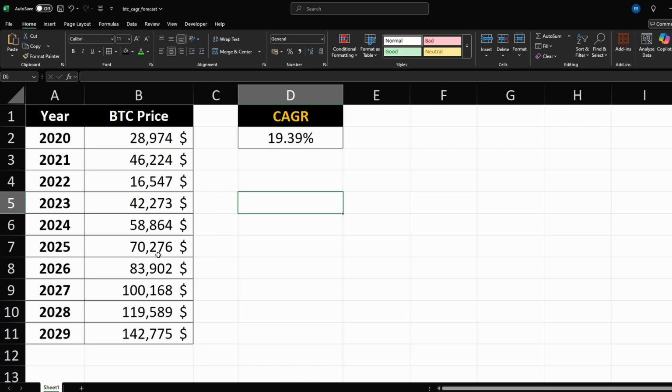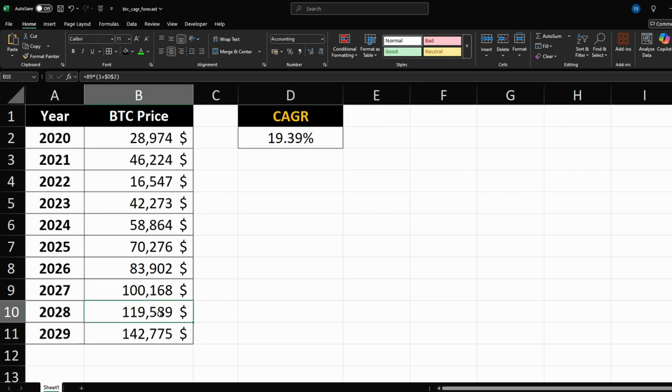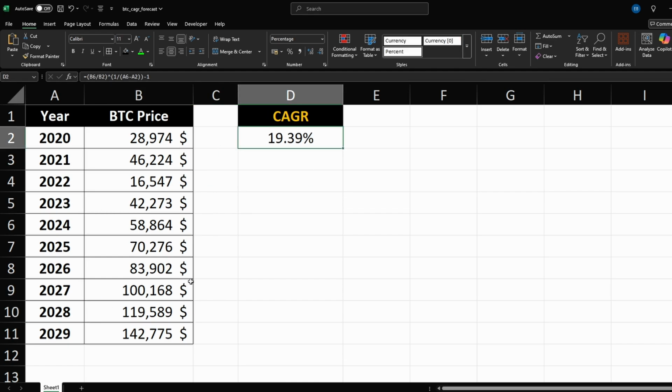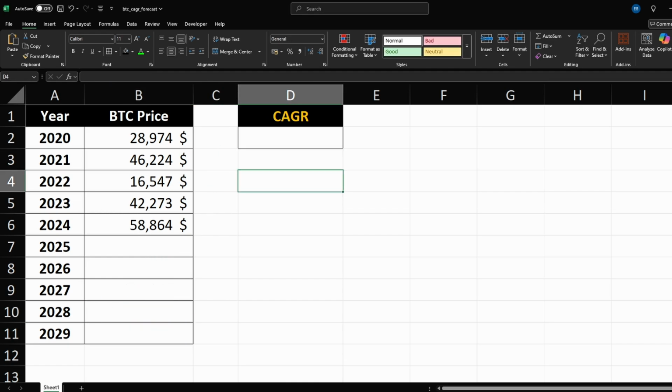Hey everyone, in this video, I'll show you how to forecast Bitcoin's future price using compound annual growth rate in Excel based on real historical data. We'll use prices from 2020 to 2024, calculate the average annual growth rate, and then project how high Bitcoin could go through the year 2029.